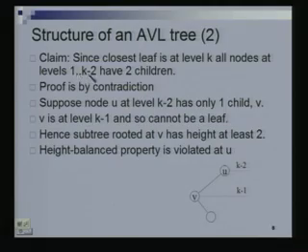So every node on these levels 1 through k minus 2 has to have 2 children, right? At level k minus 1, however, there can be nodes with only one child. That you understand, right? Everyone understands that?